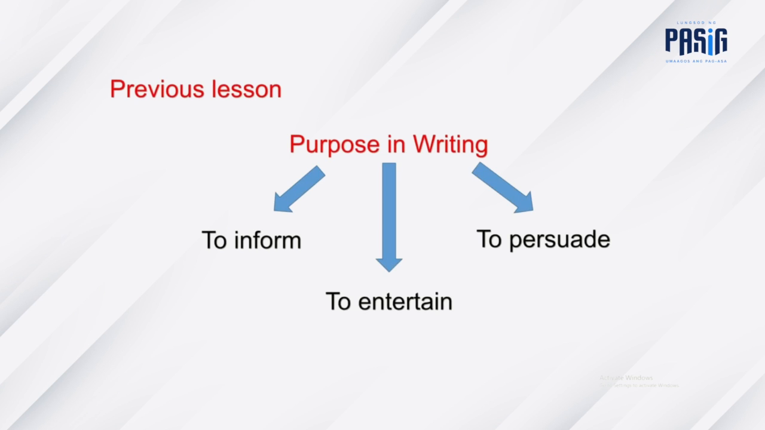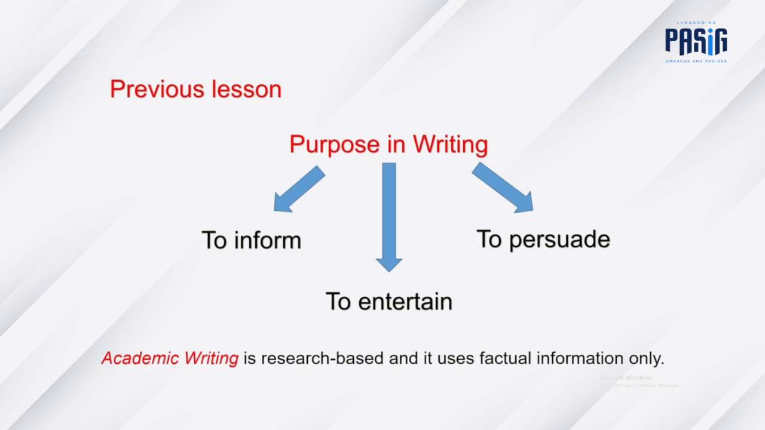From the previous lesson, you have learned the author's different purposes in writing, such as to inform, to persuade, and to entertain. Also, you found out the different features of academic writing, wherein these features were used to point out that academic writing is research-based and it uses factual information only.